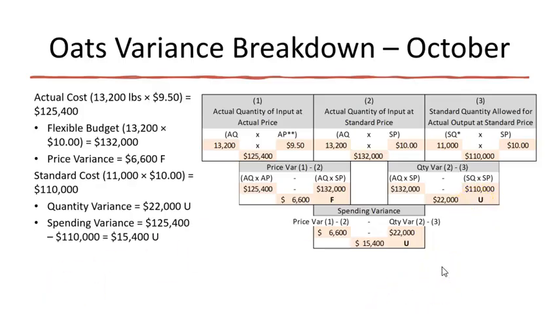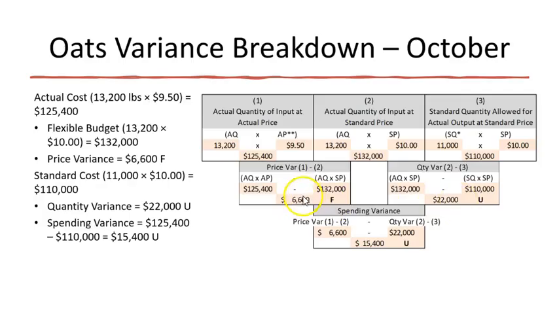So the overall total spending variance of $15,400, that's the difference between what they actually spent, $125,400, and what they should have spent, $110,000, is $15,400. That's broken into two components. The price variance, which was $6,600 favorable, and the quantity variance, which was $22,000 unfavorable.